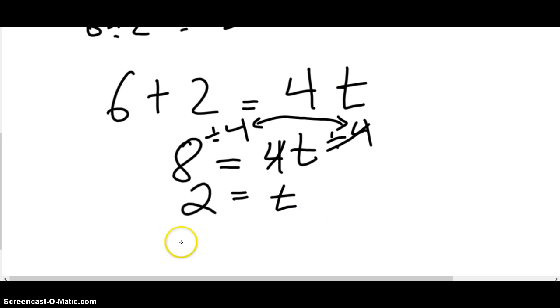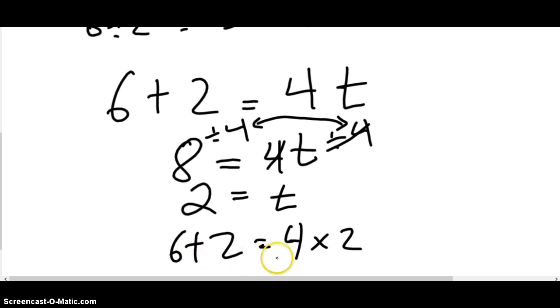So if I put it back into that original equation, 6 plus 2 equals 4 times 2. Do they balance? Take a look. 6 plus 2 is 8. 4 times 2 is 8. Both sides are 8.